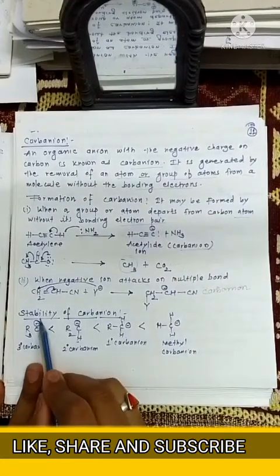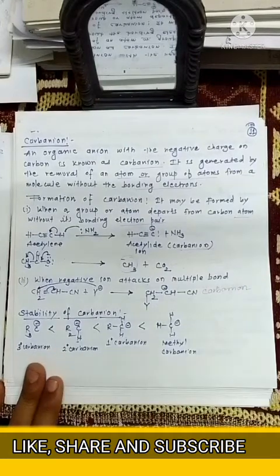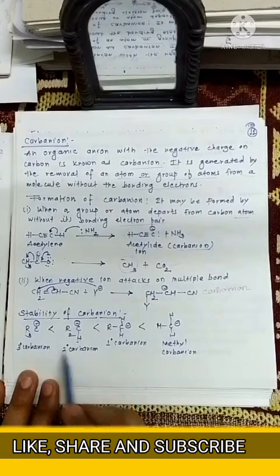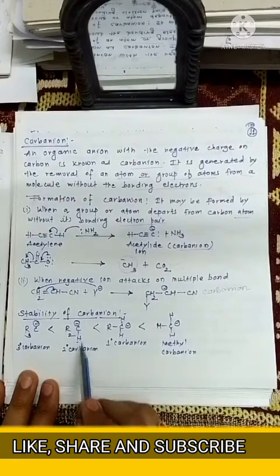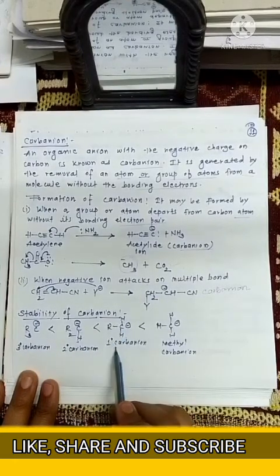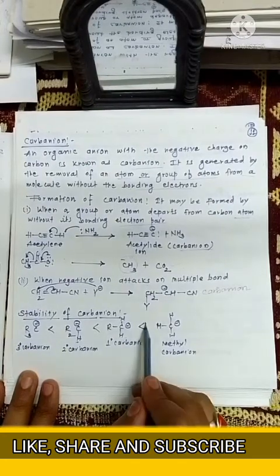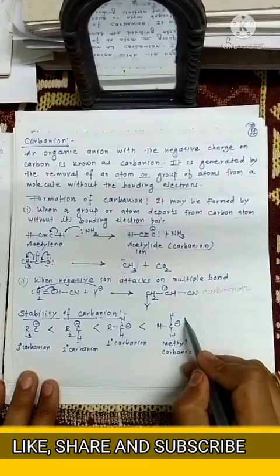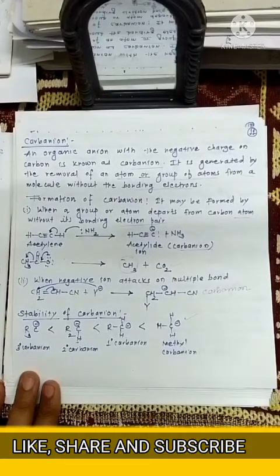Now we are going to discuss stability of carbanion. Tertiary carbanion is less stable than secondary carbanion, which is again less stable than primary carbanion, which is again less stable than methyl carbanion.